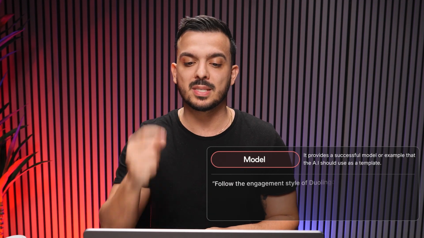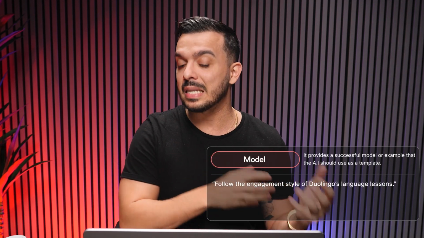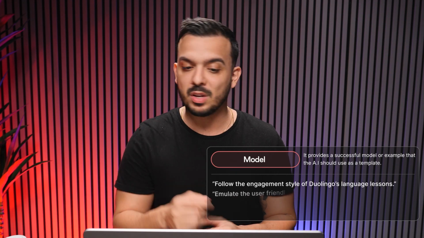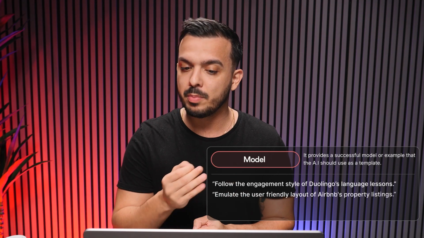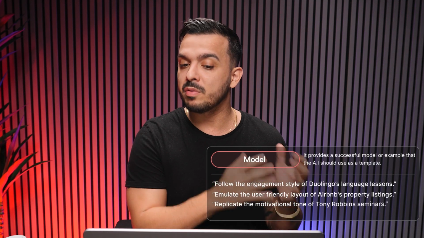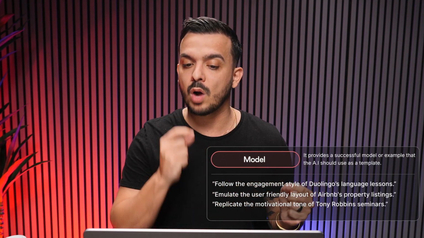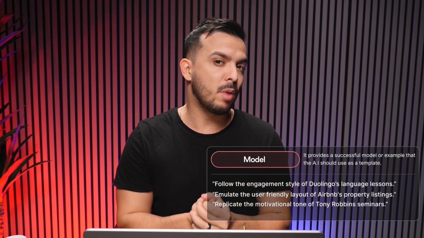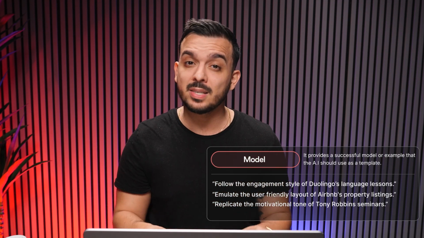Follow the engagement style of Duolingo's language lessons, or emulate the user-friendly layout of Airbnb's property listings, or even replicate the motivational tone of Tony Robbins seminars. And when creating the model, you can even paste some examples and say, hey, this is the exact model that I want to emulate.